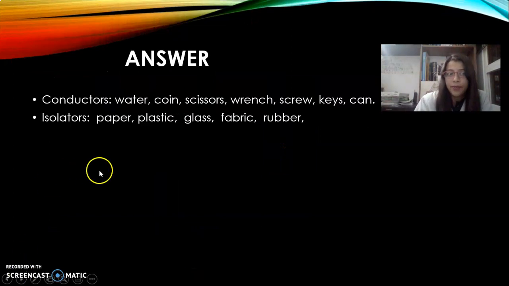The answer: conductors: water, coin, scissors, wrench, screw, keys, and can. Isolators: paper, plastic, glass, fabric, and rubber. Did you guess all?